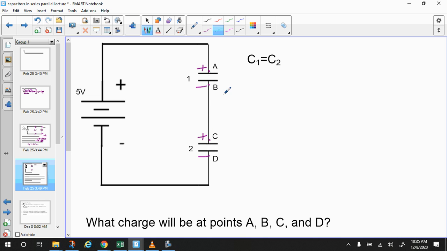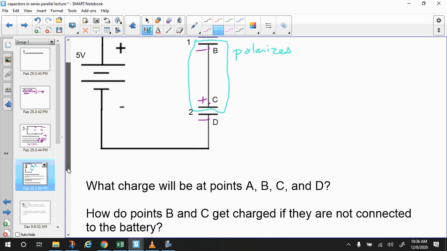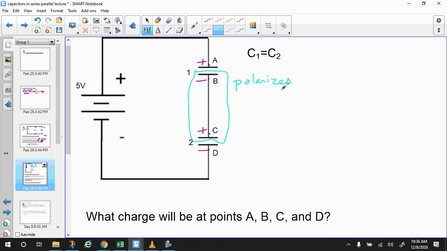But basically what's happening is this piece right here is not connected to the battery. So this piece right here polarizes, so that you have the same negative charge here as positive charge here, and same positive charge here as negative charge here. So that's an important part there. Our next question to think through this is, how do points B and C get charged if they're not connected to the battery? I already answered that one. They polarize.